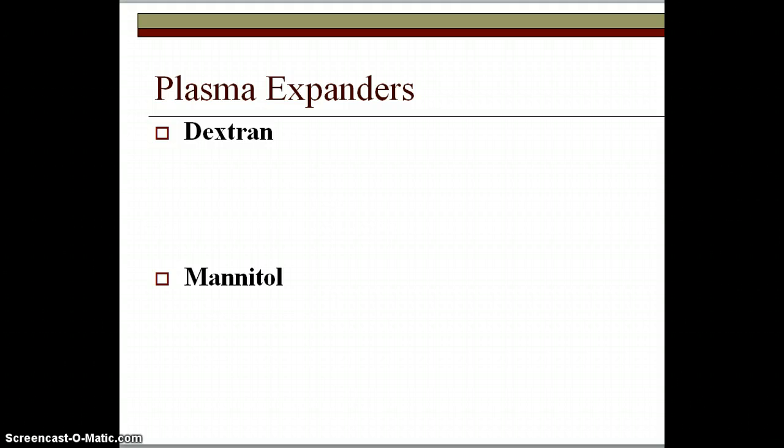They draw fluid, increase that intravascular volume, and so we think of these in the ER, in the ICU, primarily being given for our trauma patients or those with hemorrhage or sepsis. With our plasma expanders, the disadvantage is you can have an anaphylactic reaction because it's a protein. And our anaphylactic, remember, is your wheezing, itching, or urticaria, nausea, vomiting, or hemorrhage.